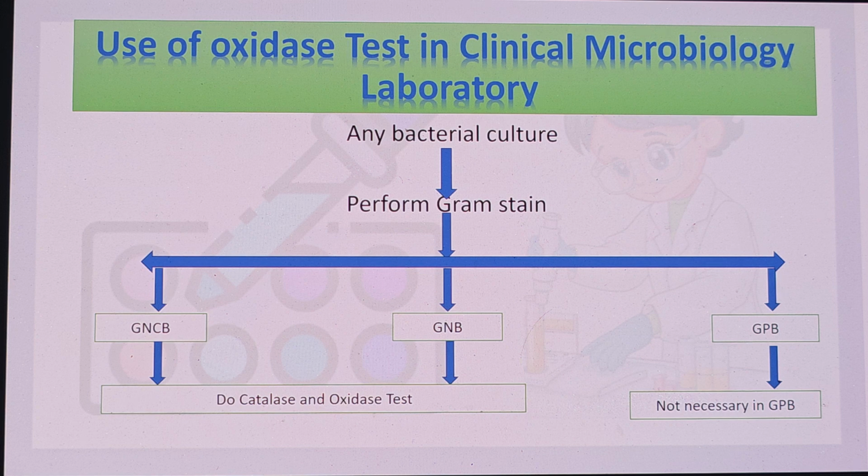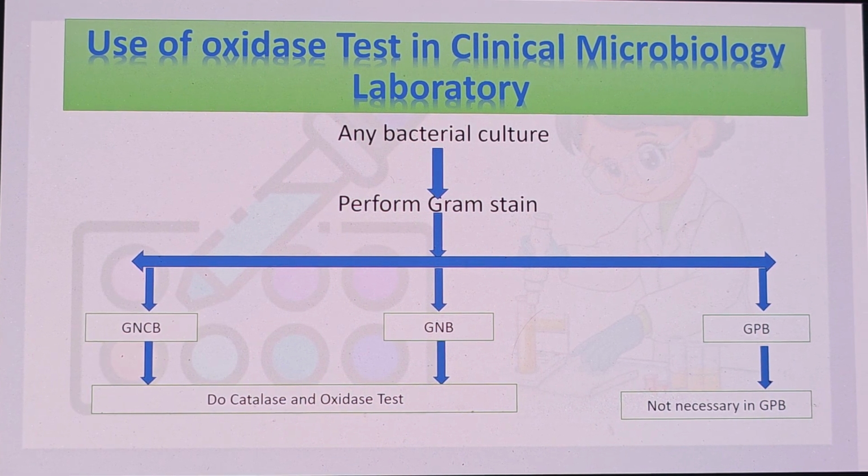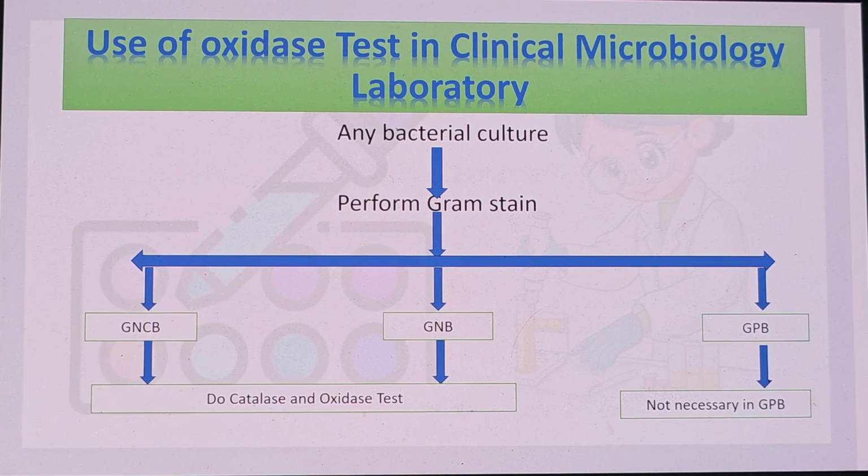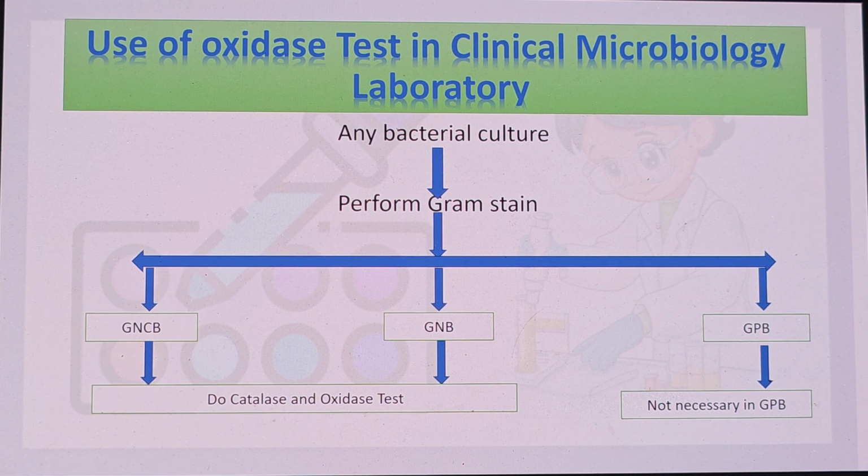Use of oxidase test in clinical microbiology laboratory. From any type of bacterial culture, first perform gram stain. If gram-negative coccobacilli and gram-negative bacilli are found in the gram staining findings, then do catalase and oxidase test. In case of gram-positive bacilli, no need to do oxidase test.